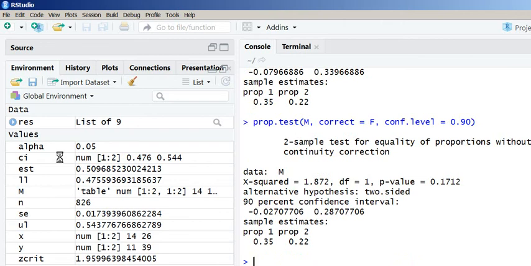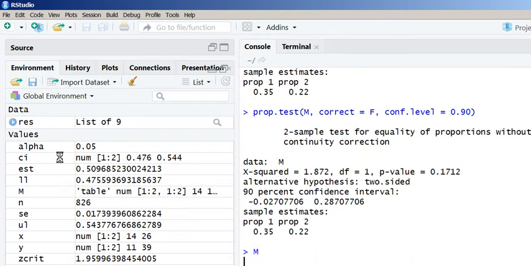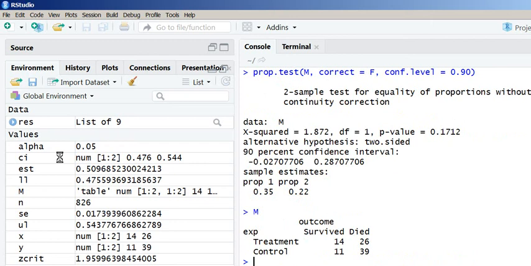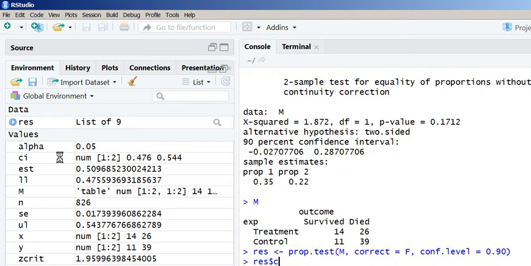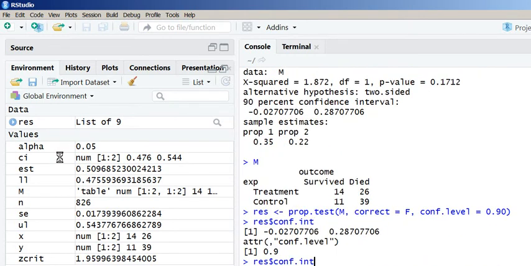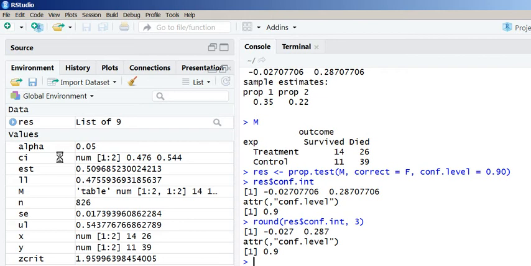When we do this, we get a result, right? Proportion 1, if you recall, is for our treatment. We have 35%, and for proportion 2 we have 22%, and then the confidence interval. So let's put the result here in a variable called res, and the confidence interval is this. We can of course round this to, say, 3 decimal places, and now we got negative 0.027 to 0.287, exactly as you'll find it for example 6.11 in the book.